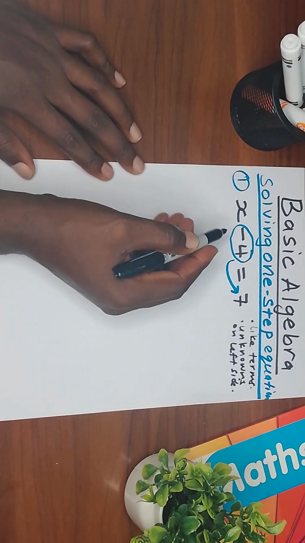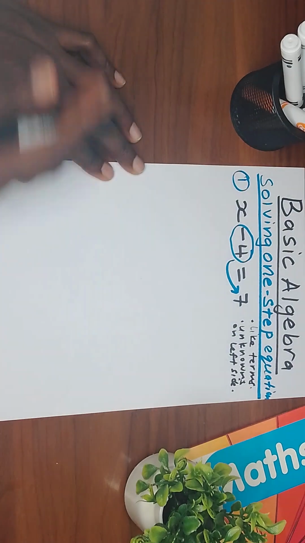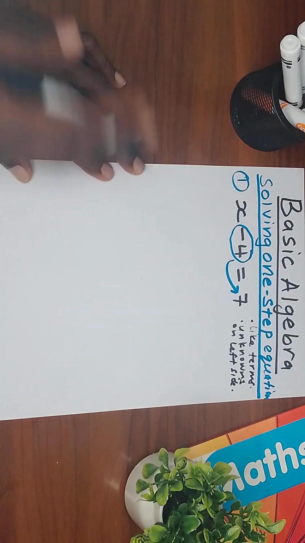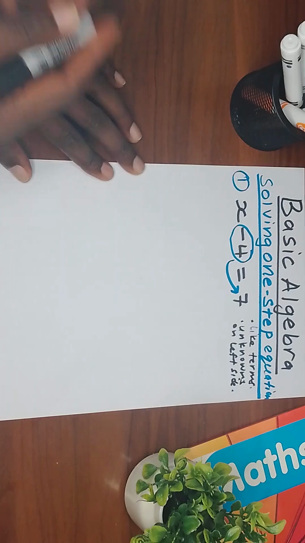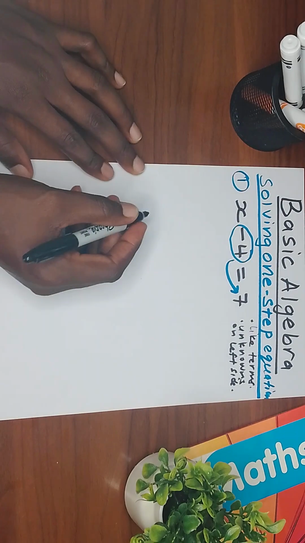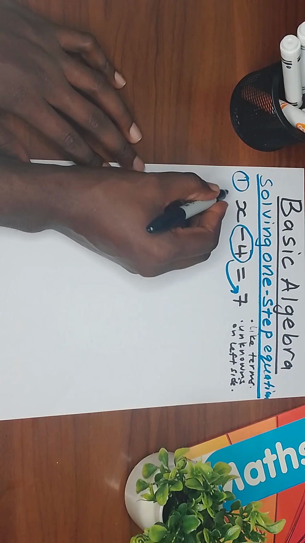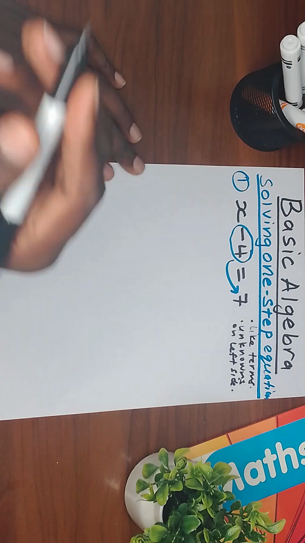When it is multiplication, when it crosses the equal sign it becomes division. When it is division, when it crosses the equal sign it becomes multiplication. So we need to keep this in our mind. So I'm going to give you a next step here, which I want to explain very well so that you can get it. So we add 4 on both sides.